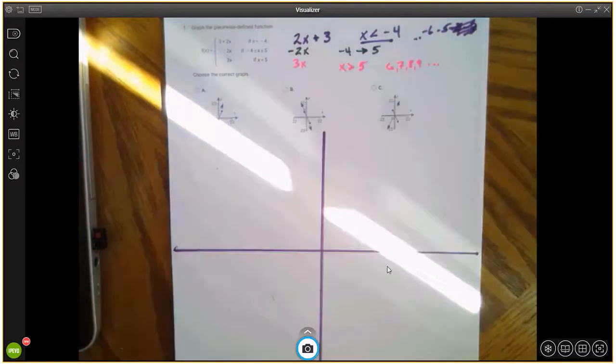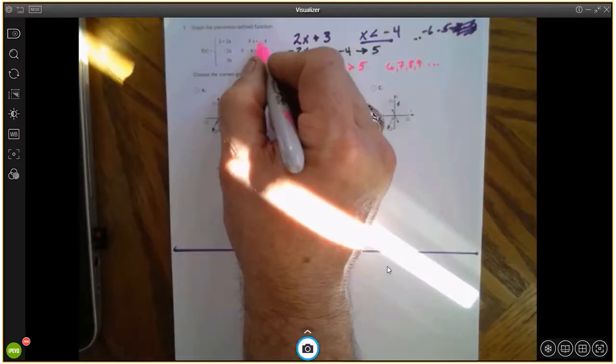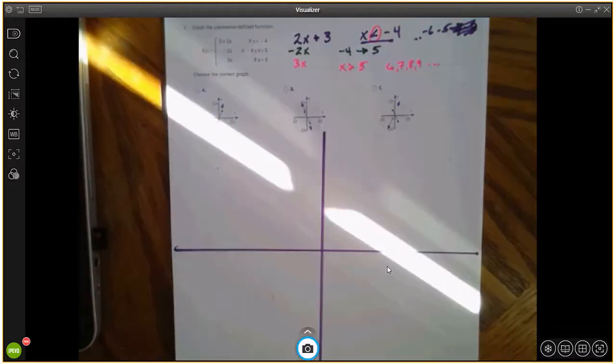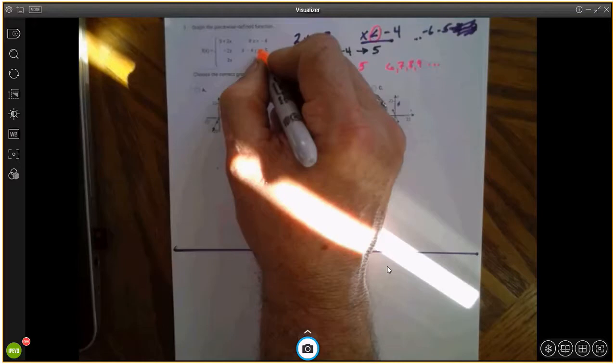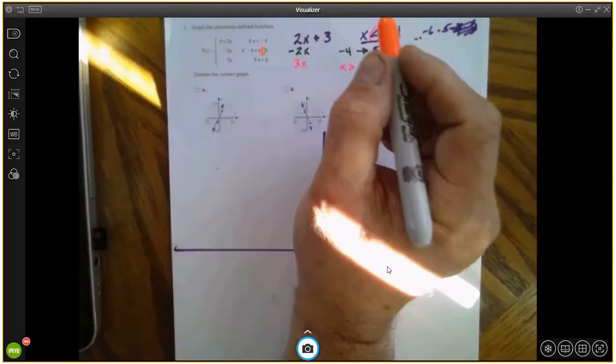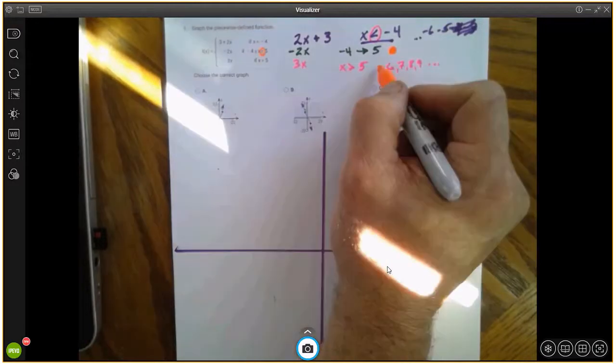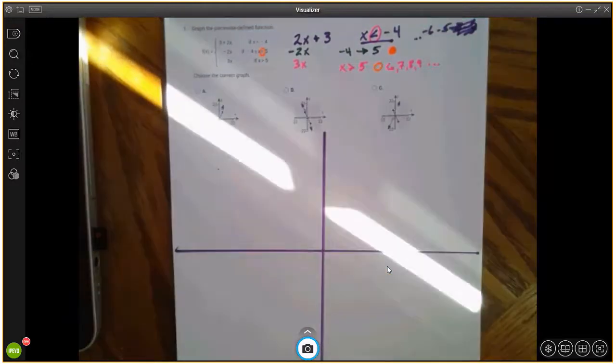Now, also, this right here tells us that it's an open circle. This right here says closed circle. And this right here says open circle. All right, so we're ready to draw it.